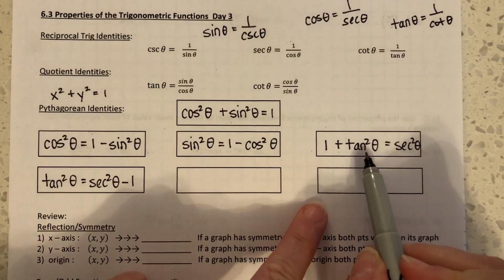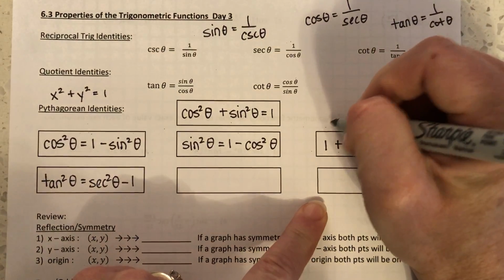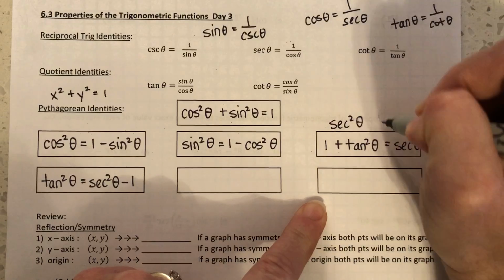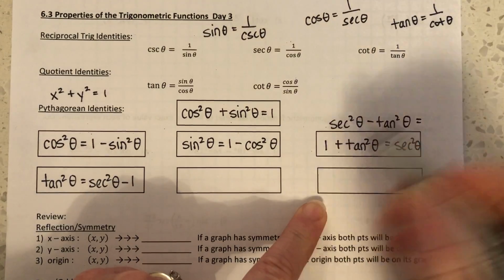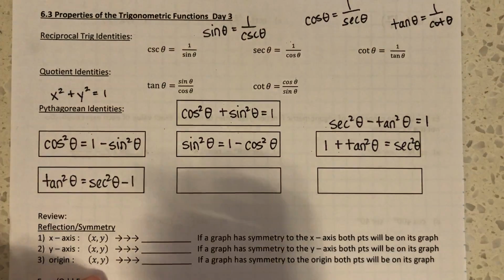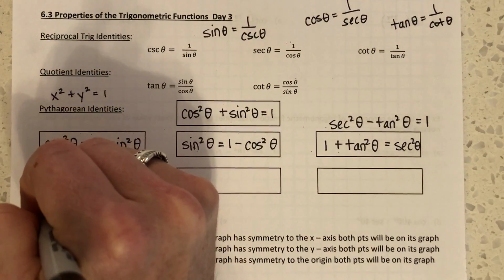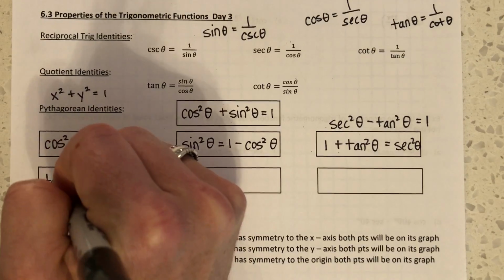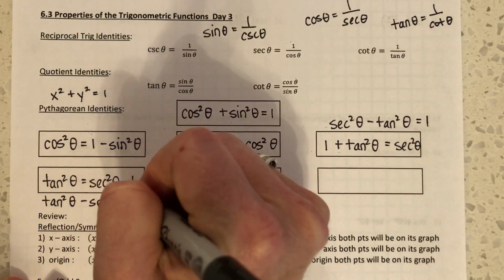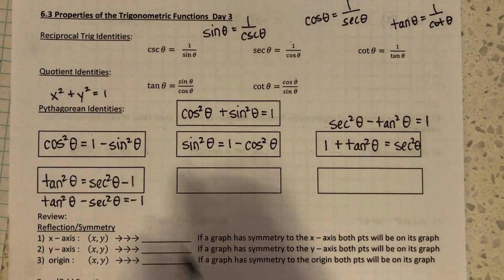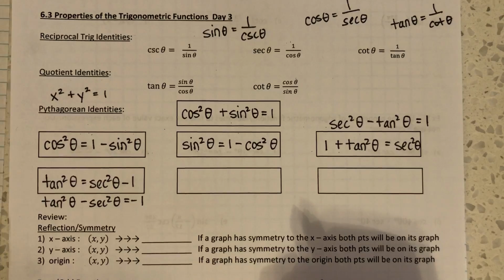I could come over here, I could minus tangent squared theta to the other side, and then I would have secant squared theta minus tangent squared theta equals, the only thing left would be 1. I could come over here and I could minus secant squared theta to the other side, and then I would have tangent squared theta minus secant squared theta equals -1, the only thing left. So again, these are all statements of equality that you could interchange in a math problem.